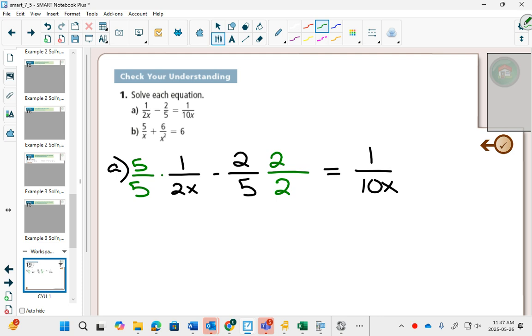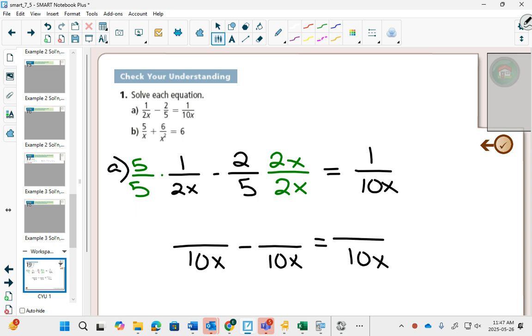Then we look at our variables. There's an x on the bottom. First one has the x, second one does not have the x, third one does. It looks like our common denominator is going to be 10x, and sure enough, they all have a 10x, and my numerator is now, this is a 5, this will be minus 4x, and this is still a 1.